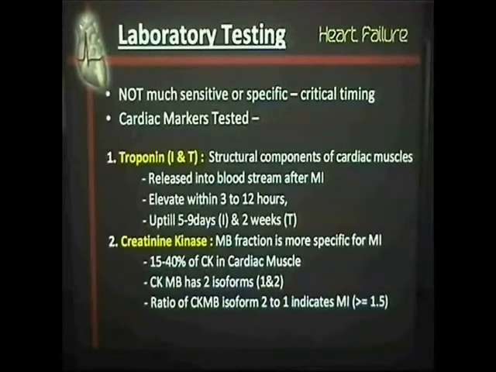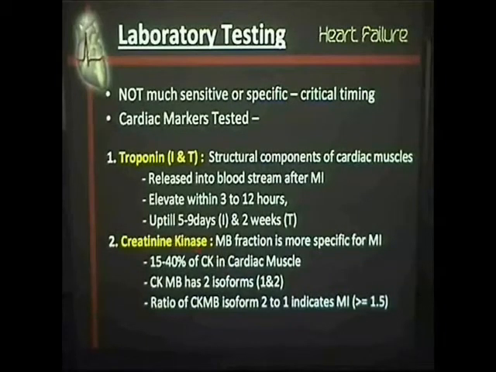Okay, now let's see laboratory testing. As I said before, we will test for 4 main cardiac enzymes. The first is troponin. Troponin is very specific to MI because it's a structural component of cardiac muscles. It is released into the bloodstream after MI and will elevate within 3 to 12 hours. And after 5 to 9 days it is isotope I, and after 2 weeks it is isotope T.